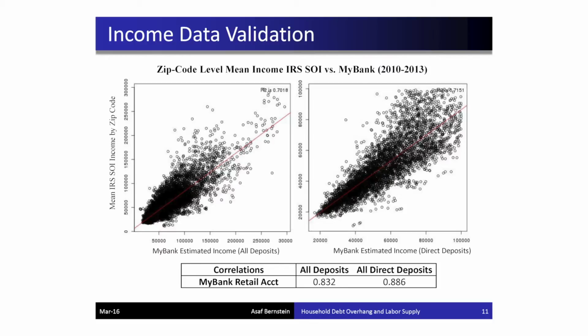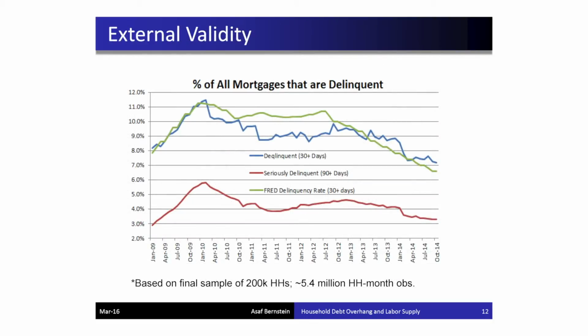of an income proxy. The final sample, though, is going to be households who have deposits, so I can estimate income, and have a mortgage at this institution that lets me say they have negative equity. End up with about 200,000 households that meet all the criteria, or about 5.4 million household-month observations. And it's nice that the delinquency rates for that sample look similar to national delinquency rates, which gives me some comfort that the matching is going pretty well, and that I actually have some external validity from the conclusions of this study.